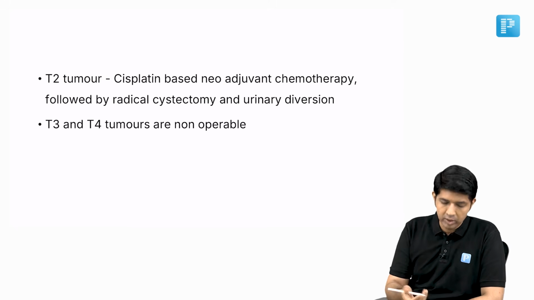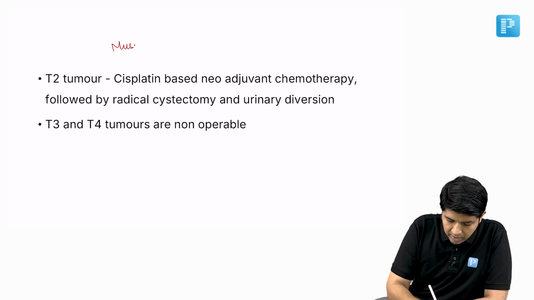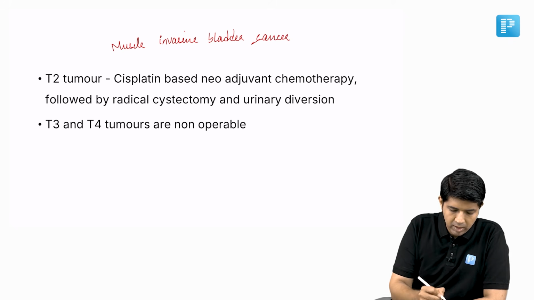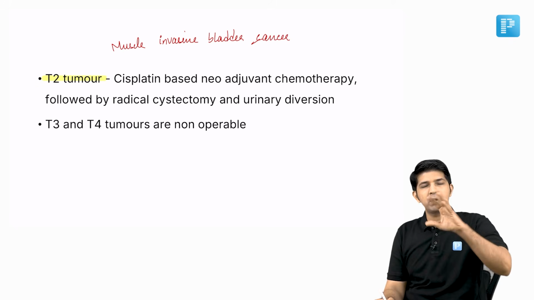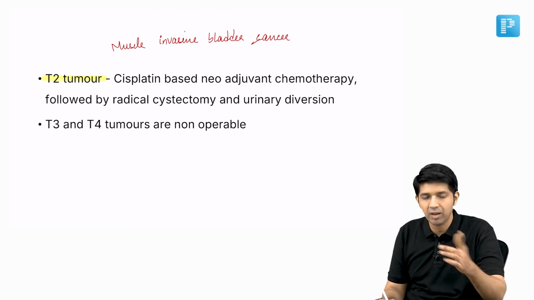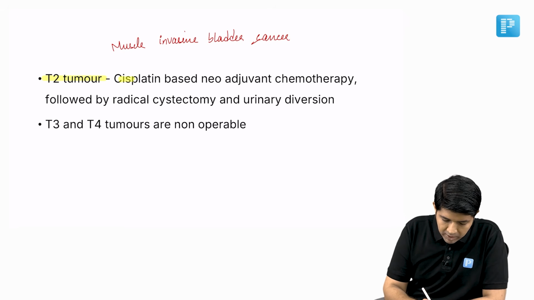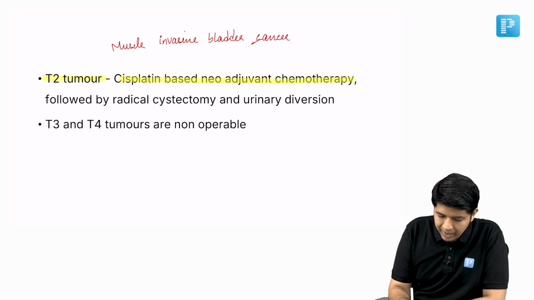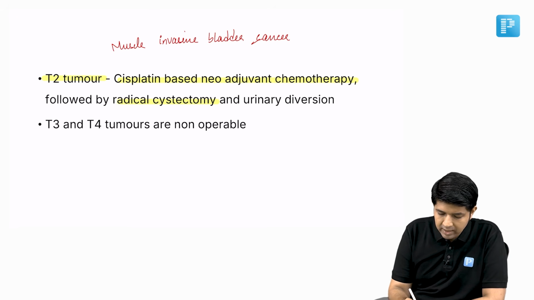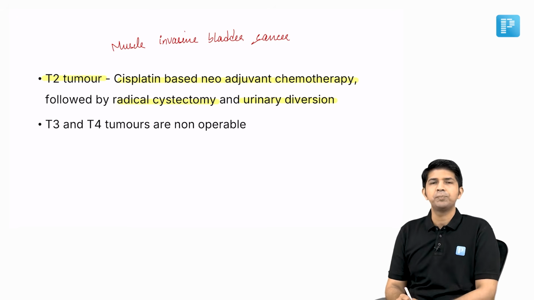Moving to T2, this is your muscle invasive bladder cancer. So T2 means it is still in the muscle layer. Okay, it hasn't gone outside the urinary bladder. That means it has not gone to the extravesical tissue. So here first thing you will do is you will give them a cisplatin based neoadjuvant chemotherapy followed by radical cystectomy and a urinary diversion.